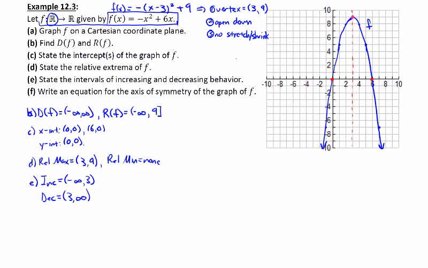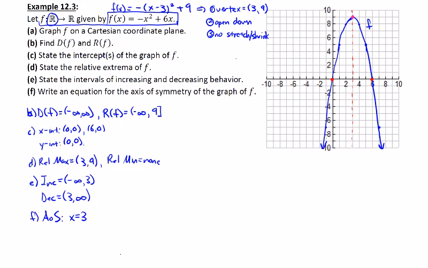And then finally, we want to write the equation for the axis of symmetry of our graph. The axis of symmetry we've already marked, and it is that vertical dashed line that's red. It is located with all the x values being 3. So we just simply write x equals 3.